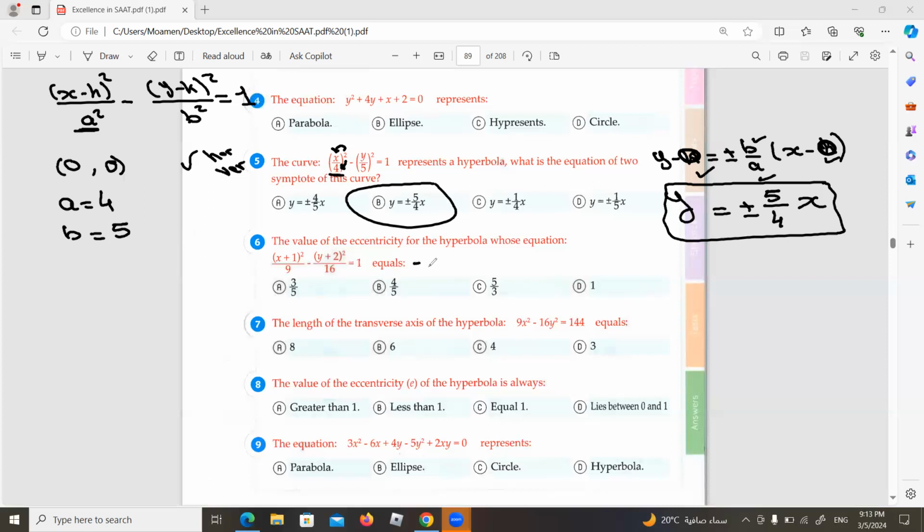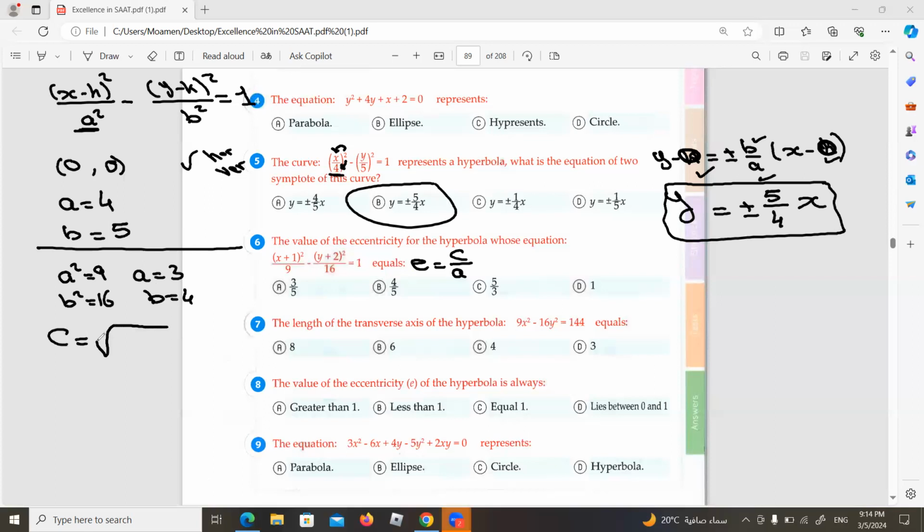The eccentricity e equals c over a. I have the value of a, and the value of a here is what? The a is the first number. You have here a squared, it's different from the previous. So a squared equals 9, so a equals 3. And we're going to get the value of b. b squared is equal to 16, so b equals 4. I don't have the value of c, but you can find it.